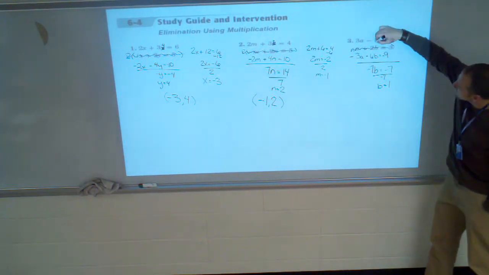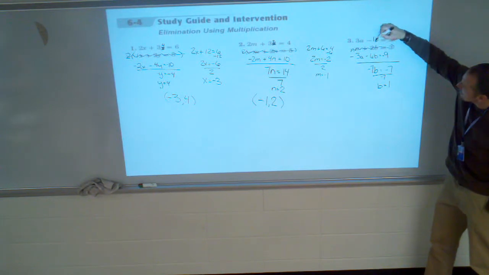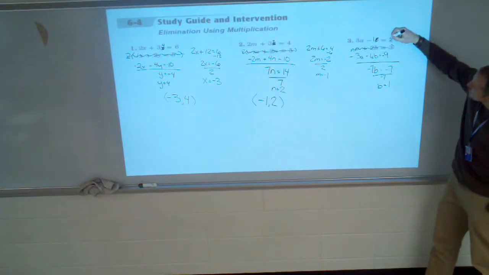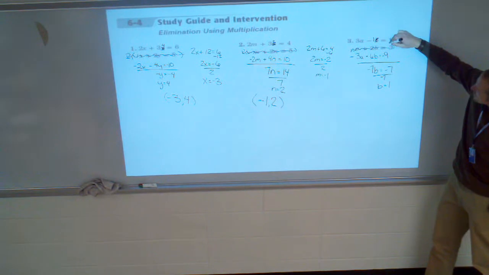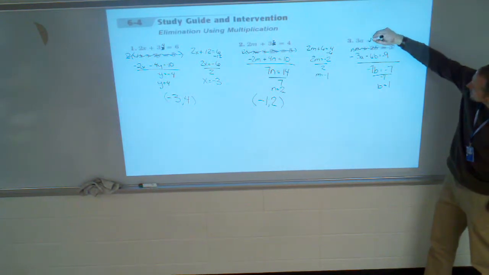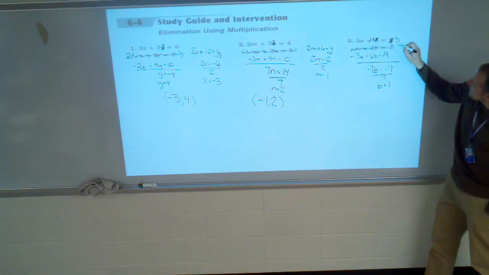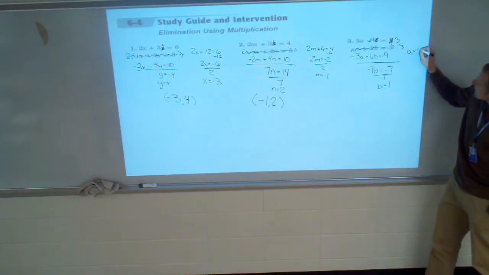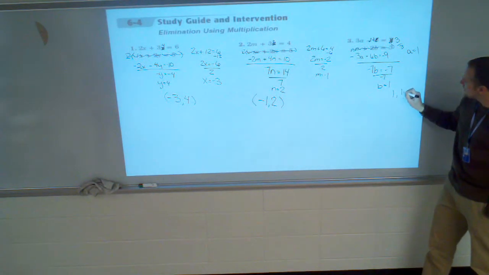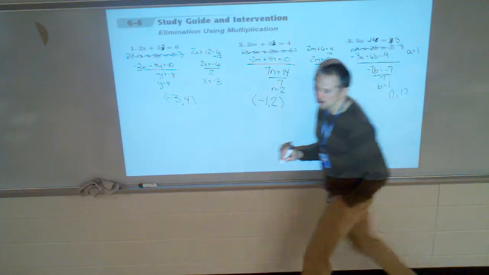Bring it back in. Substitute that back in for b. Opposite of minus 1 is plus 1. So this is going to be 3. Divide by 3, a equals 1. So your answer is 1, 1.